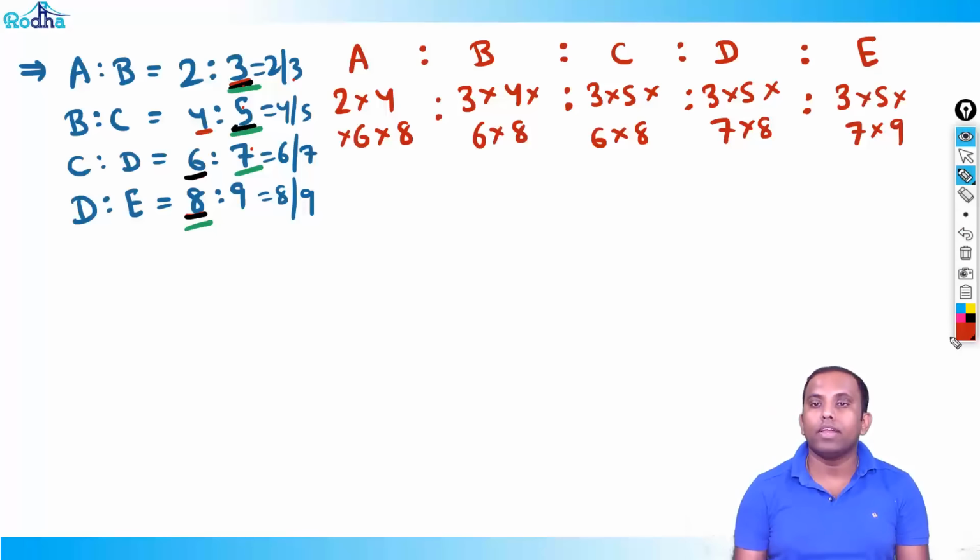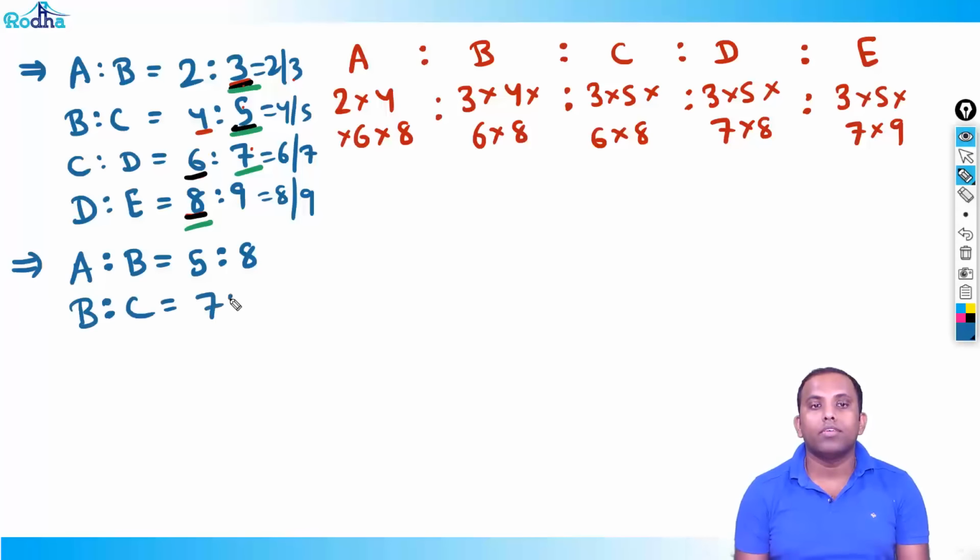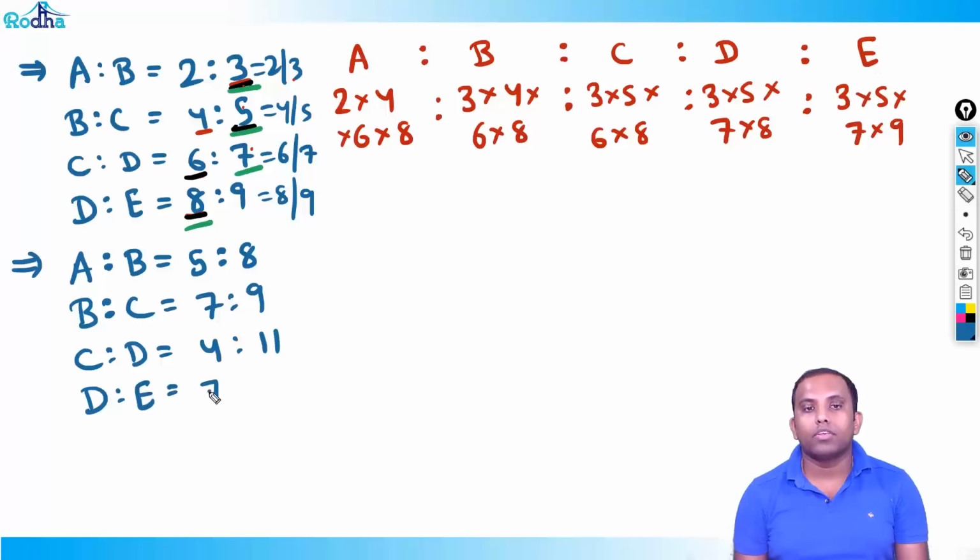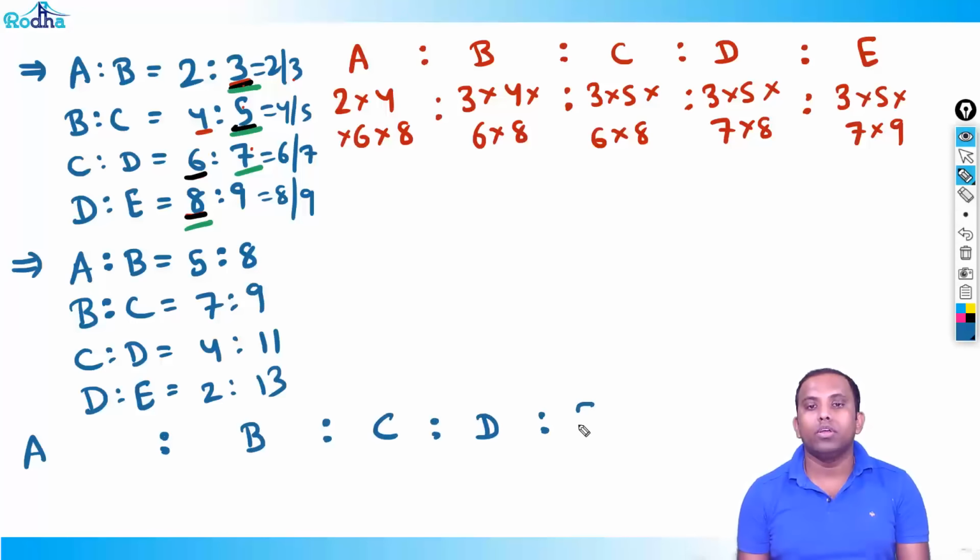So quickly you can make one example here. Think in your mind. Suppose A is to B is 5 is to 8. B is to C is 7 is to 9. C is to D is 4 is to 11. I don't want to repeat a number and get you confused here. And D is to E is 2 is to 13. So what is the ratio of A is to B is to C is to D is to E?